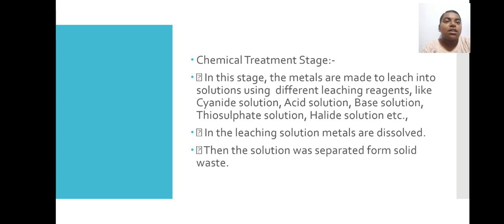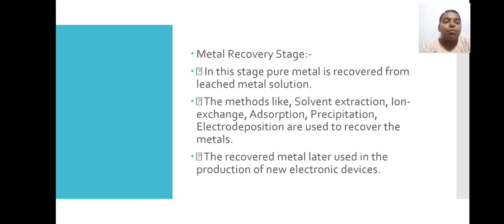Chemical treatment stage. In this stage, the metals are made to leach into solutions using different leaching reagents like cyanide solution, acid solution, base solution, thiosulfate solution, halide solution, etc. In the leaching solution, metals are dissolved, then the solution is separated from the solid waste. Metal recovery stage. In this stage, pure metal is recovered from the leached metal solution. Methods like solvent extraction, ion exchange, adsorption, precipitation, electrodeposition are used for the recovery of the metal. The recovered metal is later used in the production of new electronic devices.